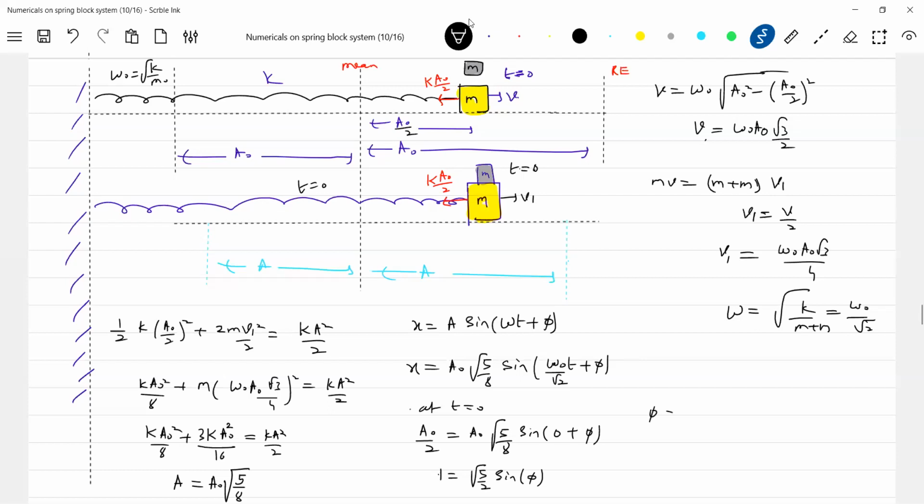So what is the phase angle? Phase angle will be sine inverse of under root of 2 by 5. So the equations will end up like this. Omega naught is in fact what you can write as root of k by m.